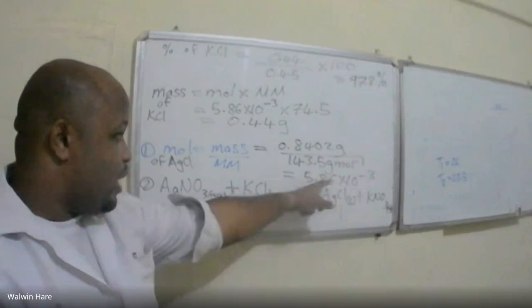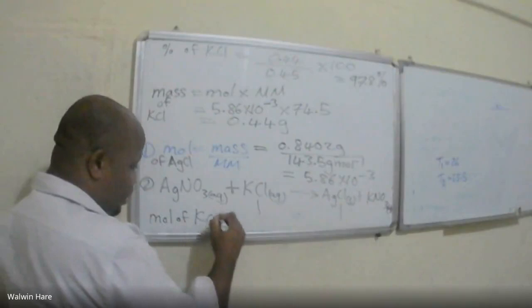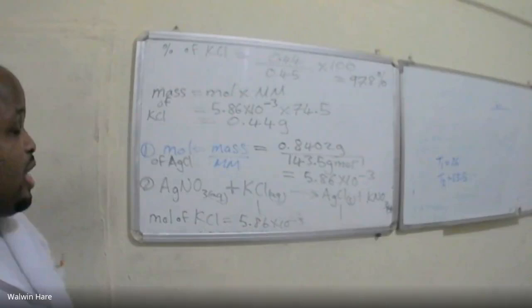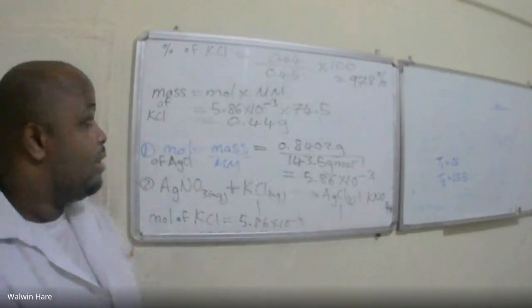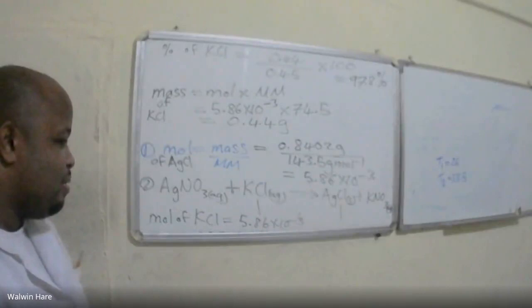The 5.86. All right, so the mole of KCl in the sample, just like when I say 1-to-1 mole ratio, the mole of KCl is equal to 5.86 times 10 to the minus 3. This is the amount of KCl in this sample. You cannot use the 0.45. The 0.45 is impure. So it's this amount of moles of KCl that is in the impure sample. You understand? Yes or no? You can tell me. Oh, yes, sir.